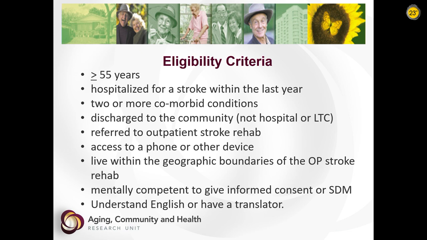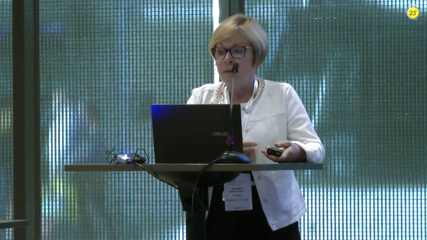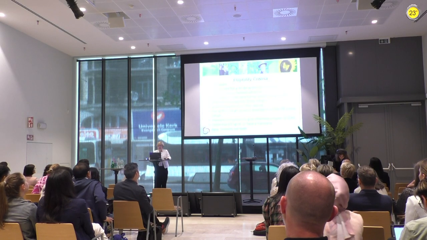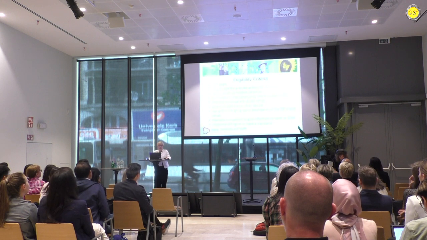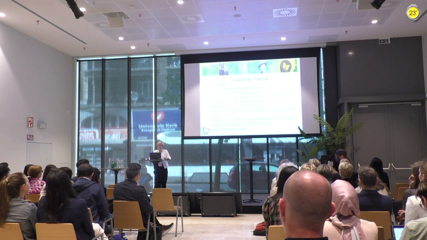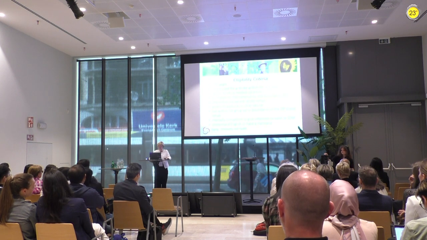In order to be eligible for the study, participants had to be 55 years of age and over, hospitalized for a stroke within the last year, have two or more chronic or comorbid conditions, be discharged to the community but not to hospital or long-term care, and be referred to outpatient stroke rehabilitation. Because it was a virtual intervention, they had to have access to a phone or other device. They had to live within the geographic boundaries of the outpatient clinics where we were delivering the intervention, be mentally competent to give informed consent or have a substitute decision maker so that we could include people with cognitive impairment, and understand English or have a translator.